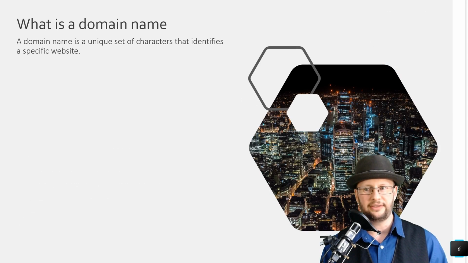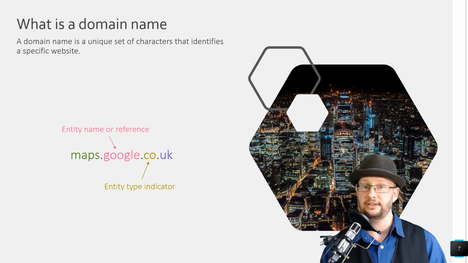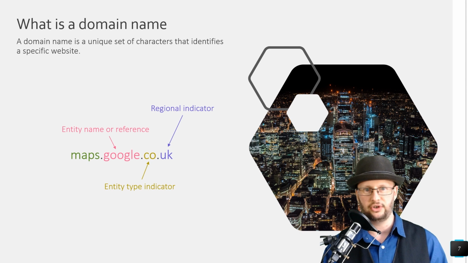So let's take a look at the anatomy of a real domain. We'll use maps.google.co.uk for the example. You can see that's broken into 4 separate components, starting with the entity name or a reference. In this case, the company is Google. The next thing is the type of entity, which in this case is a company. So that's a .co. And a regional indicator, showing that we're looking at a UK-based entity or a UK-based service.